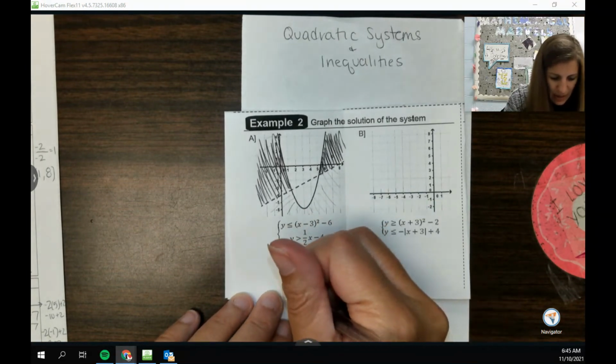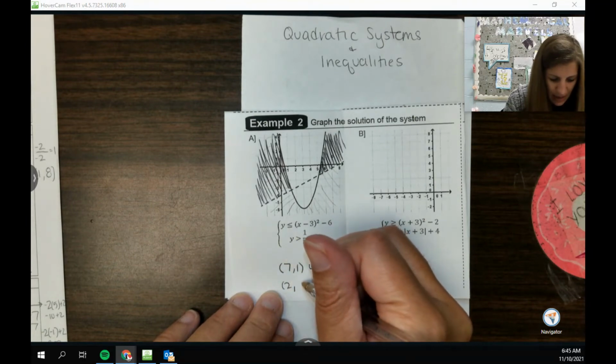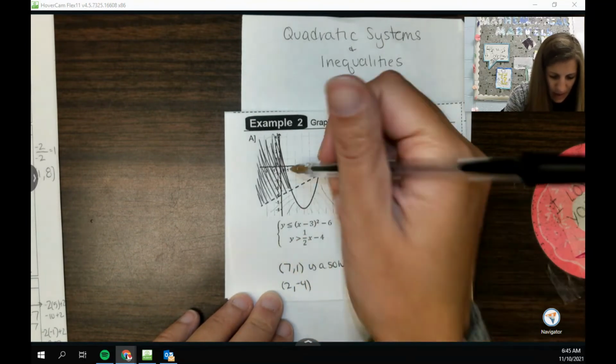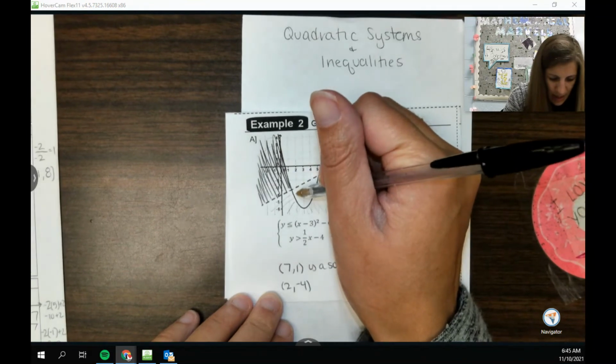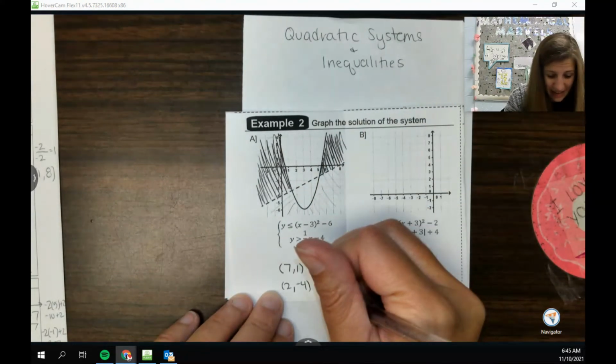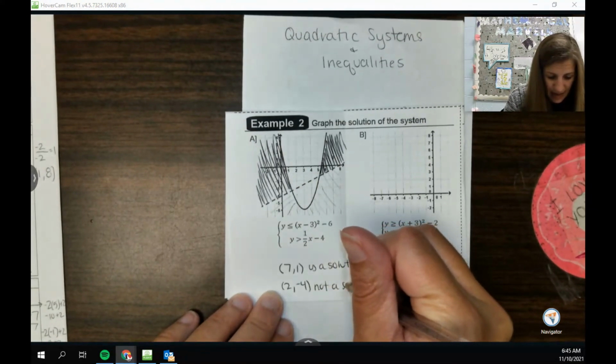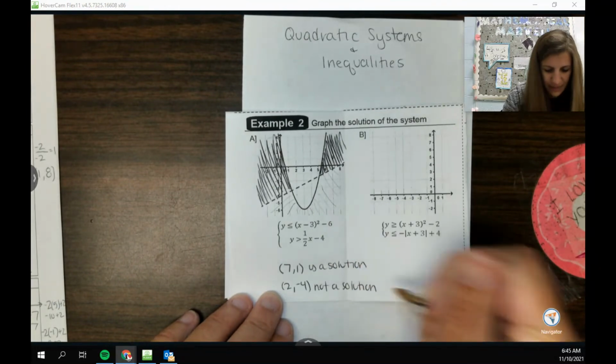If I give you a point like 2, negative 4, that is not a solution because it's not in the shaded area. Okay.